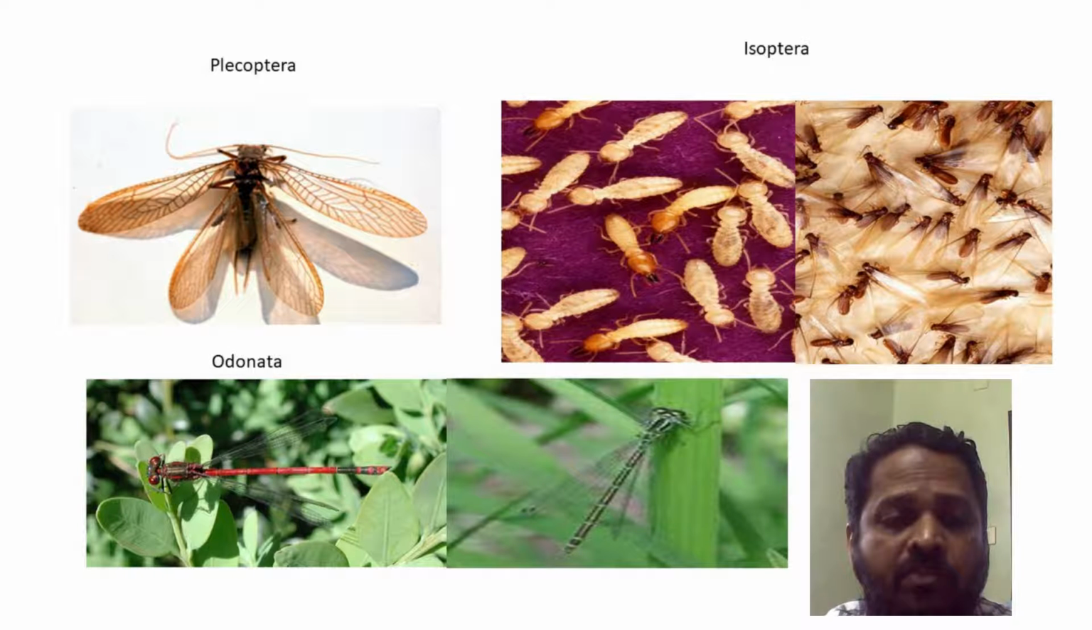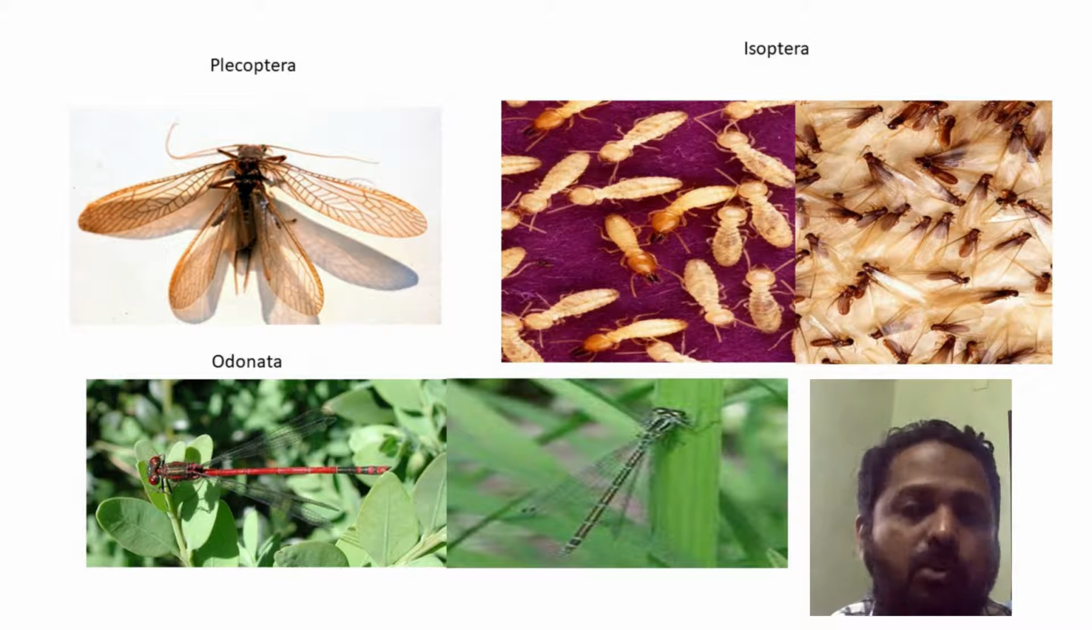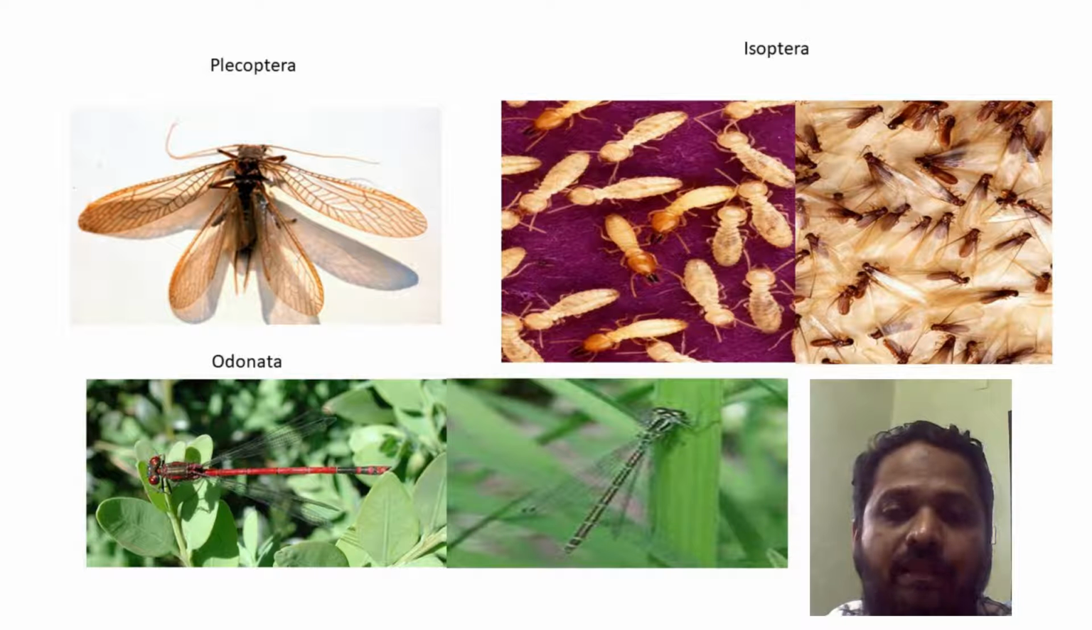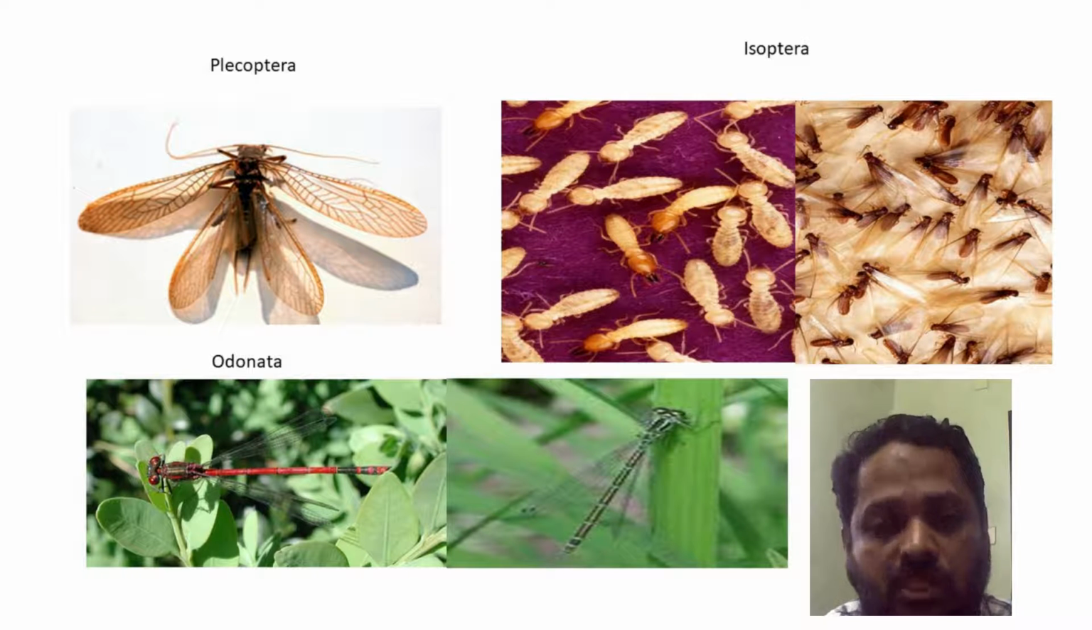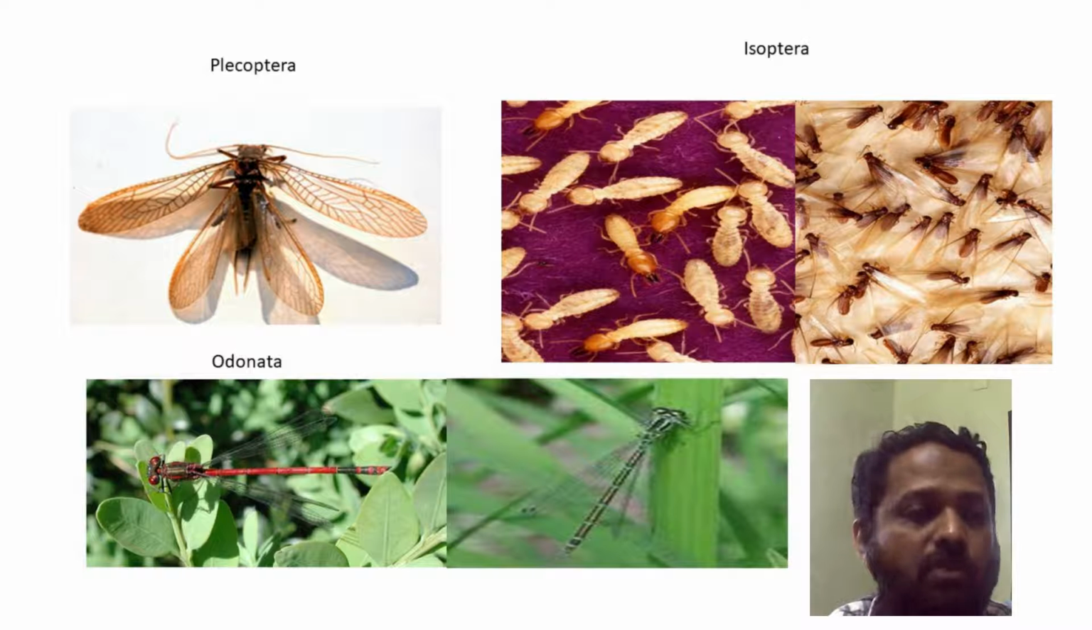The seventh one is Isoptera. Isopteran orders include termites, and both wings are thin or veiled, with chewing type of mouthparts, which feed on vegetation, wood, and debris. Gradual metamorphosis is found in this form.